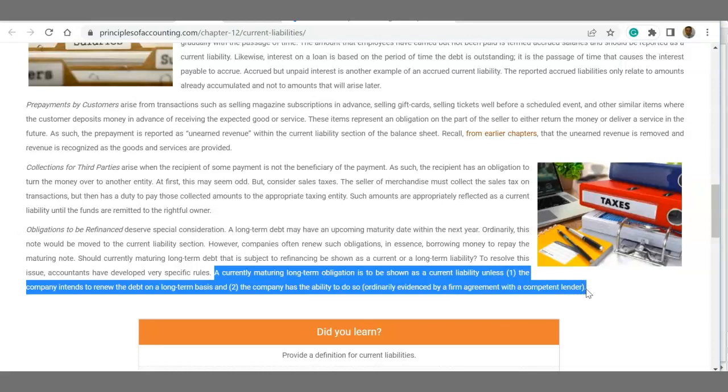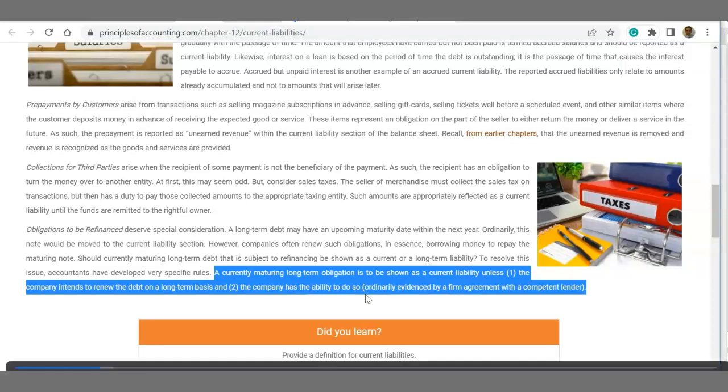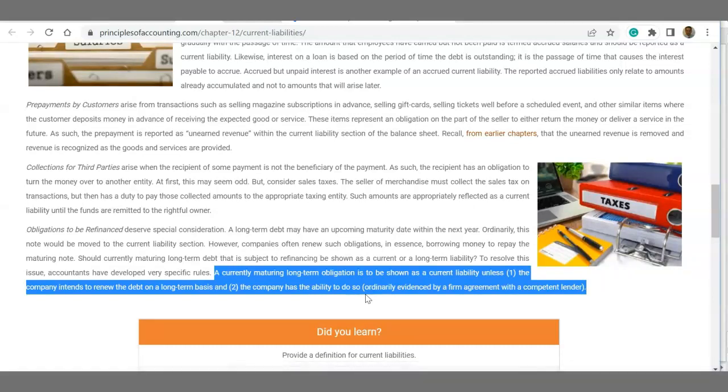So two things need to be satisfied. If you have a long-term liability that is going to mature within the next 12 months, and still you don't want to show that in current liability, two things need to be satisfied.